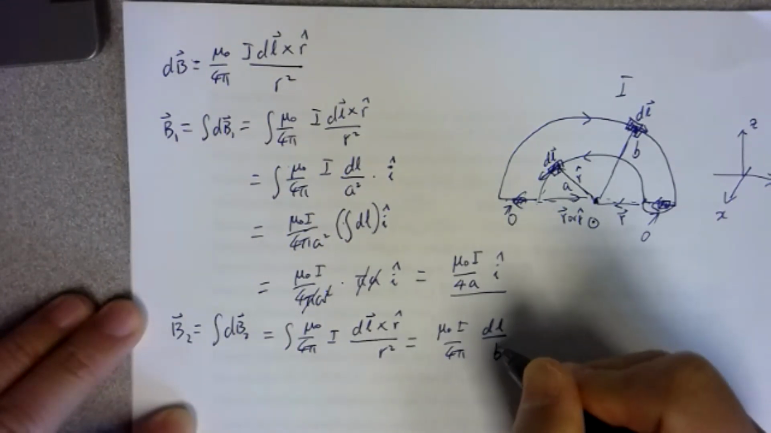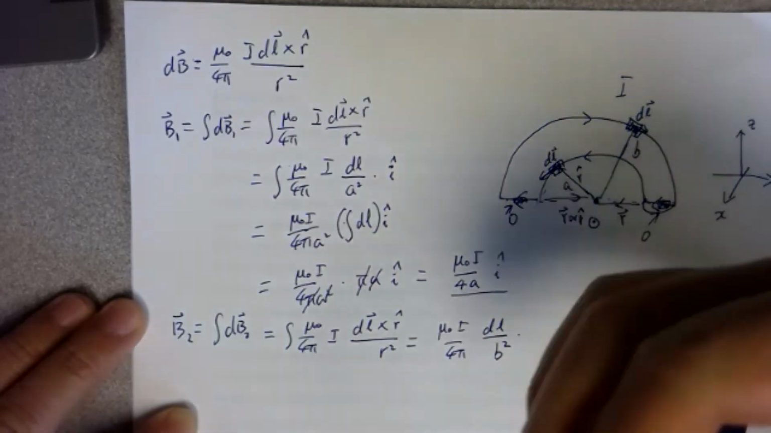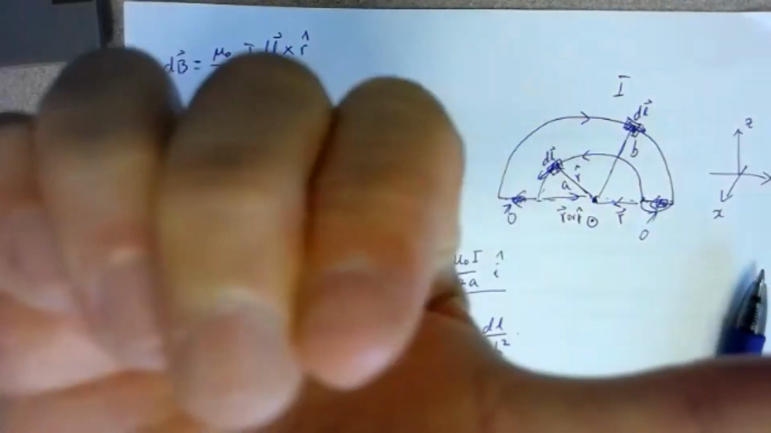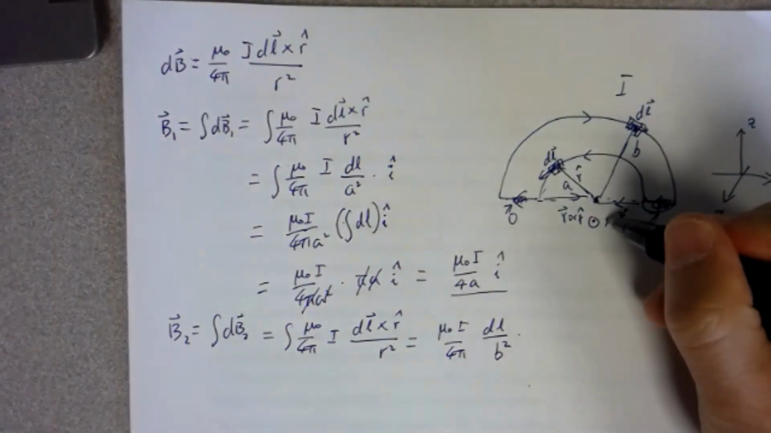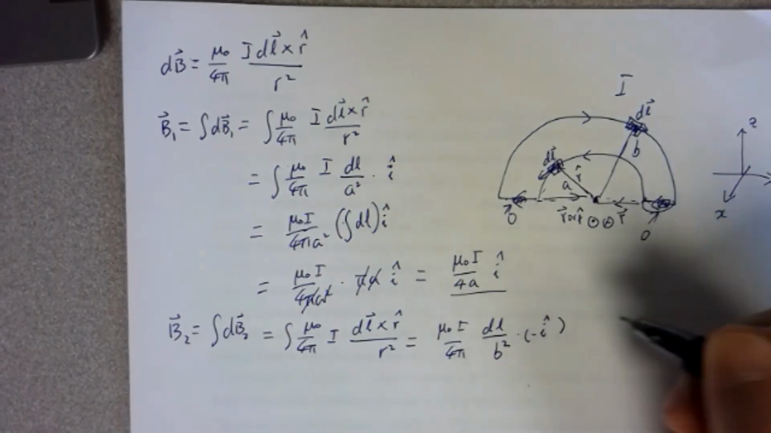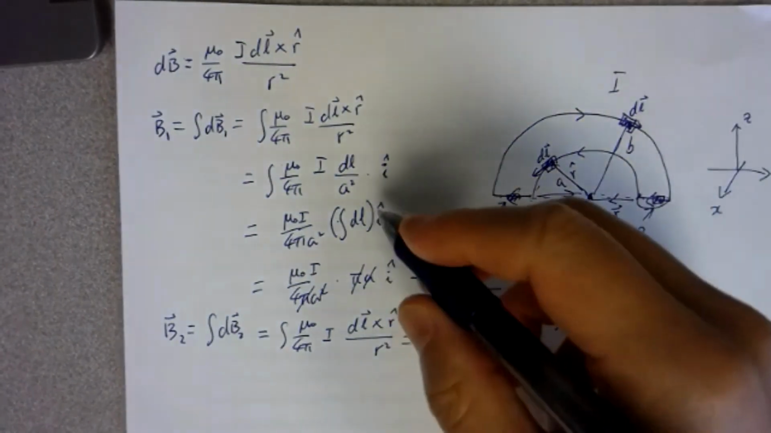Divided by, in this case, now b squared. Now the r becomes b, and this time we are in that direction, or thumb is in that direction, and then four fingers curl. So it now goes into the paper for B2. That means it's minus i direction. And you'll integrate, the same as that.